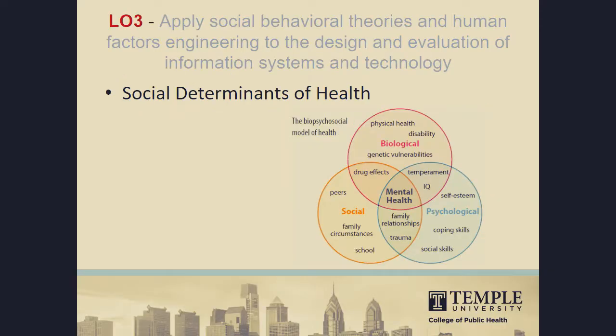Our third learning objective, we're going to look a lot at the social determinants of health, because this is very important now as we move into a phase of healthcare where just about everyone is focused on population health. And a lot of this looks at what's called the biopsychosocial model of health, where it's not just physical health, but it's also looking at everything related to biological: disability, genetics, drug effects, temperament, IQ; social, so peers, family circumstances, school, family relationships and trauma; and psychological: self-esteem, coping skills, and social skills.